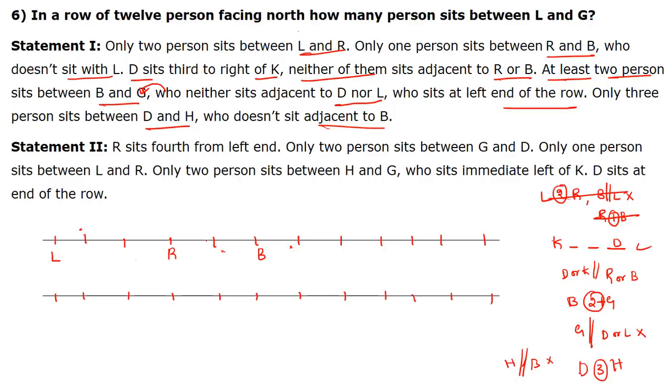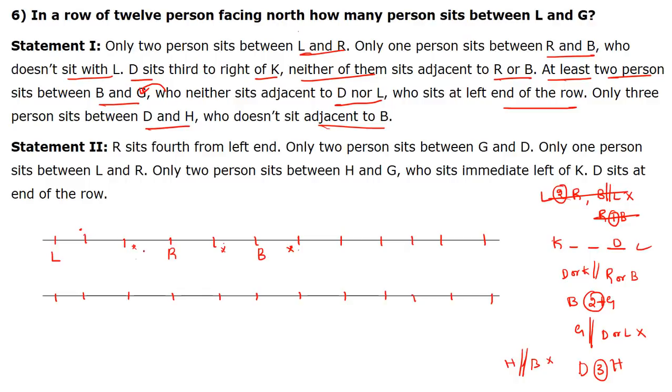K is third to the right of D. D or K are not immediate neighbors to R or B. So D or K cannot be at these places. If I put K here, K is third right, 1, 2, 3. So D can be here, but then D cannot be at this place. So therefore K cannot be placed here.